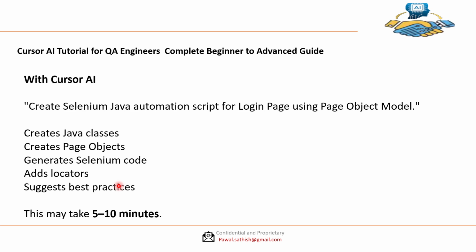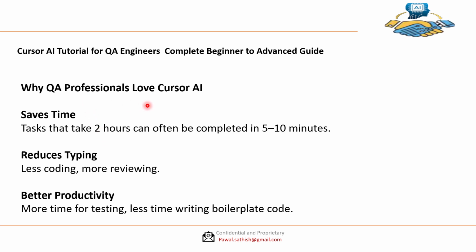Now we'll see why QA professionals love Cursor AI. First of all, it saves time. As we saw, the earlier task took 2 hours, but using Cursor AI we are completing it in 5 to 10 minutes. Then, it's less coding but more reviewing, so we'll do the review, which is important. So there is more time for testing and less time writing boilerplate code.